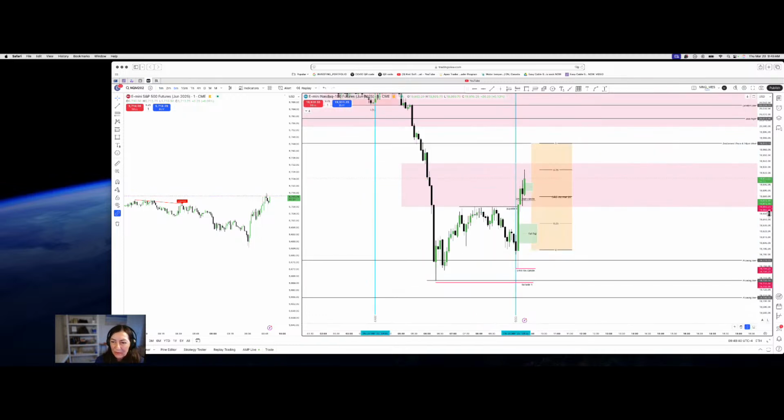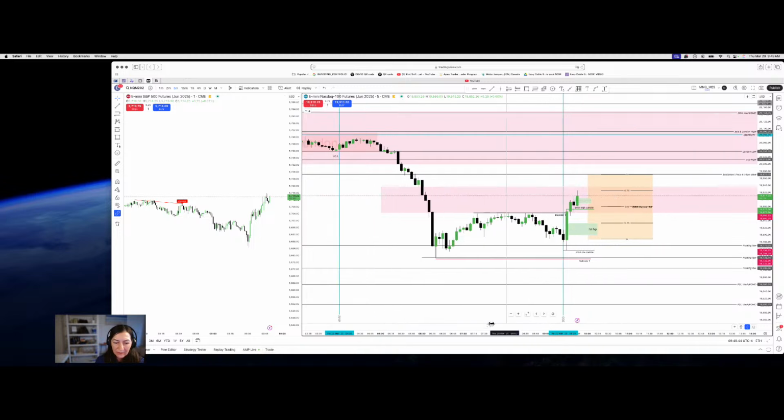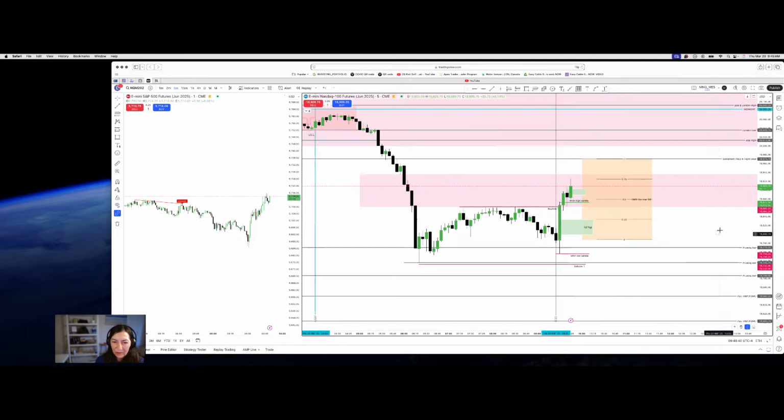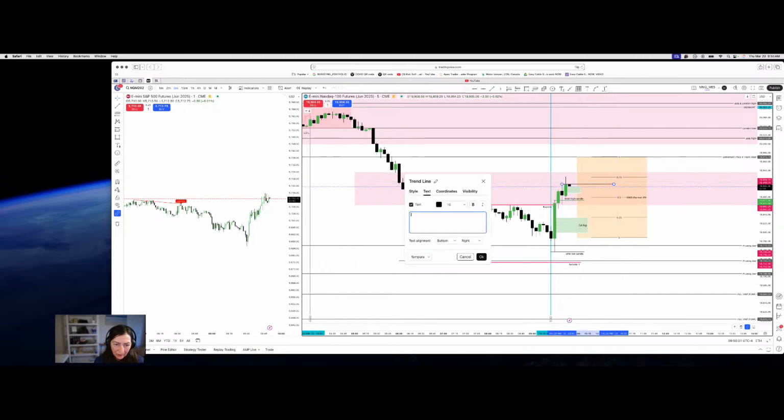Just going to move to the 5-minute for a second here. And I just want to see if price has broken 5-minute break of structure. So we have our low here. We have our high here. Just going to put this line in for my own benefit.